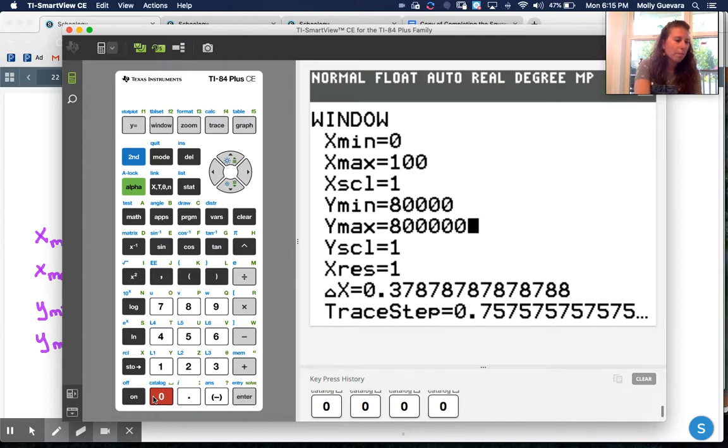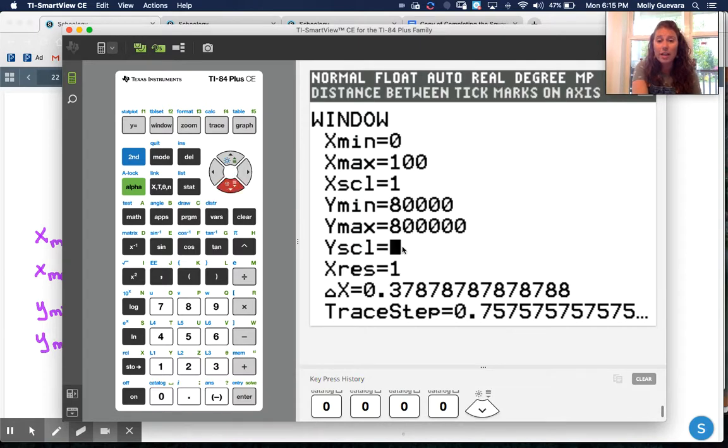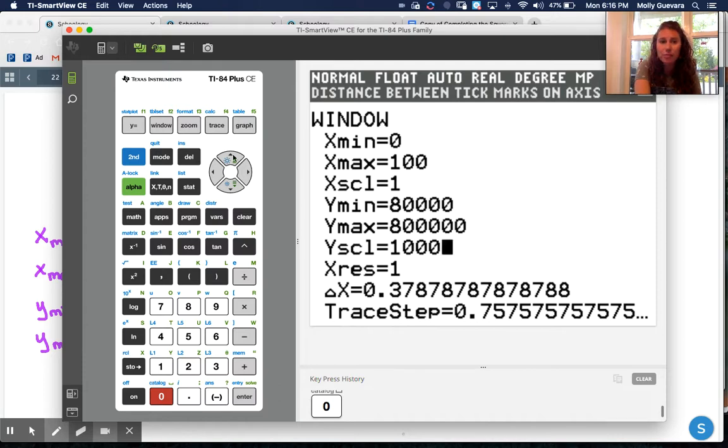There we go. Now, the big thing is this Y scale, and actually even the X scale. So right here, this button tells you, so if you see up here, it says the distance between tick marks on the axis. I do not want thousands of tick marks on the X axis. So I'm going to change this scale to maybe 1,000. And let's see if that makes it a little bit more manageable to look at. Same thing here. I'm going to change my X scale so that every tick mark is 10. I think it'll make it look a little bit nicer. Then I'm going to hit graph.